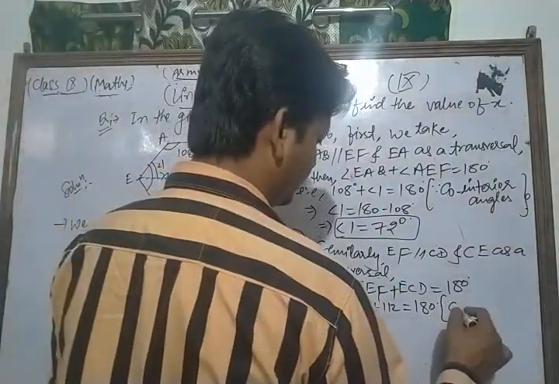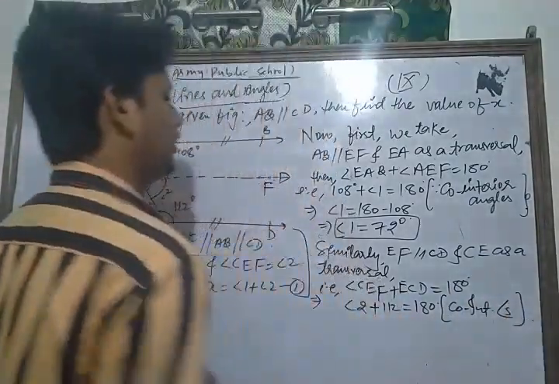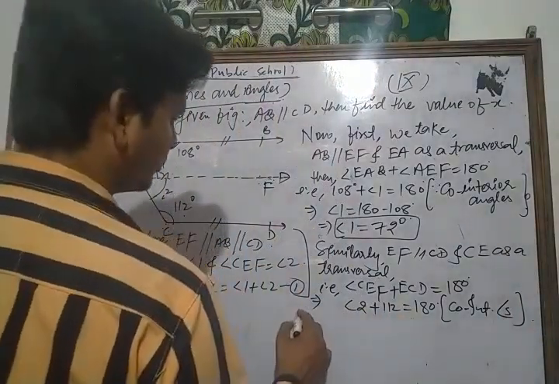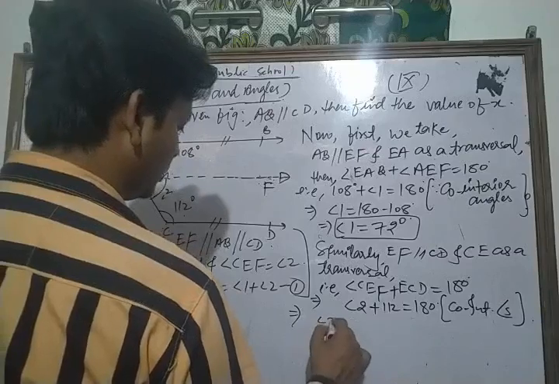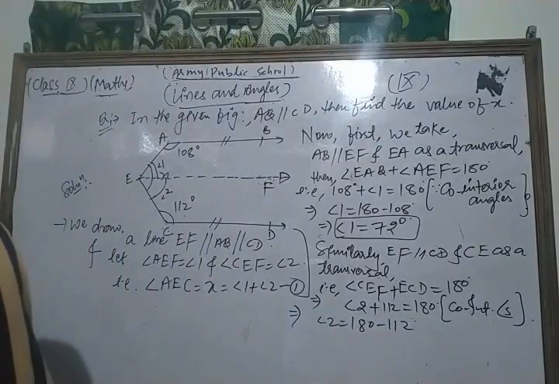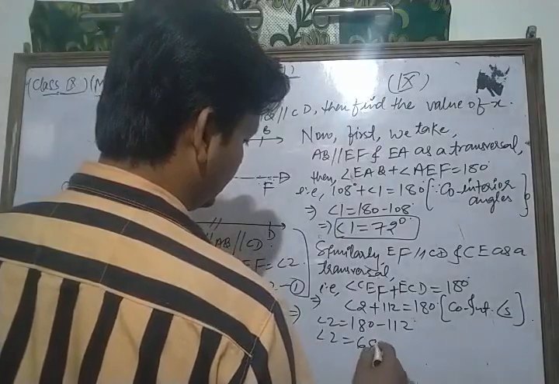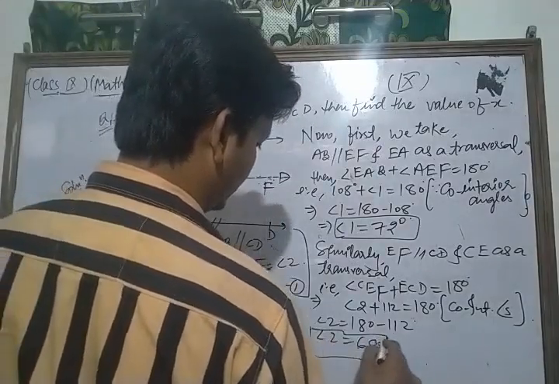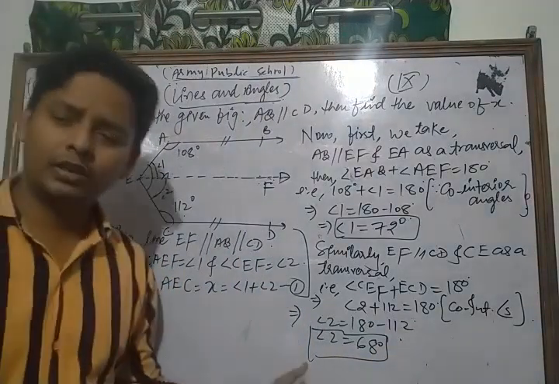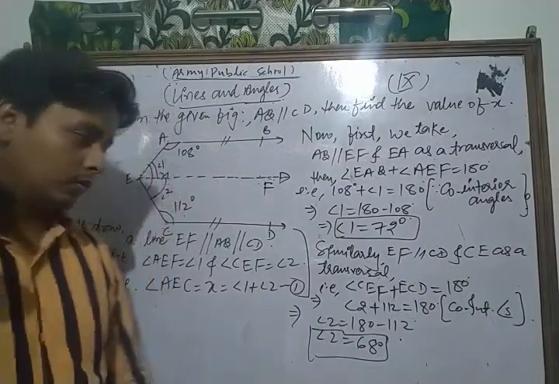These are supplementary to each other. So angle 2 is equal to 180 minus 112, that is 68. So angle 2 is equal to 68 degree. In this way, we get the value of angle 2, which is 68 degree.